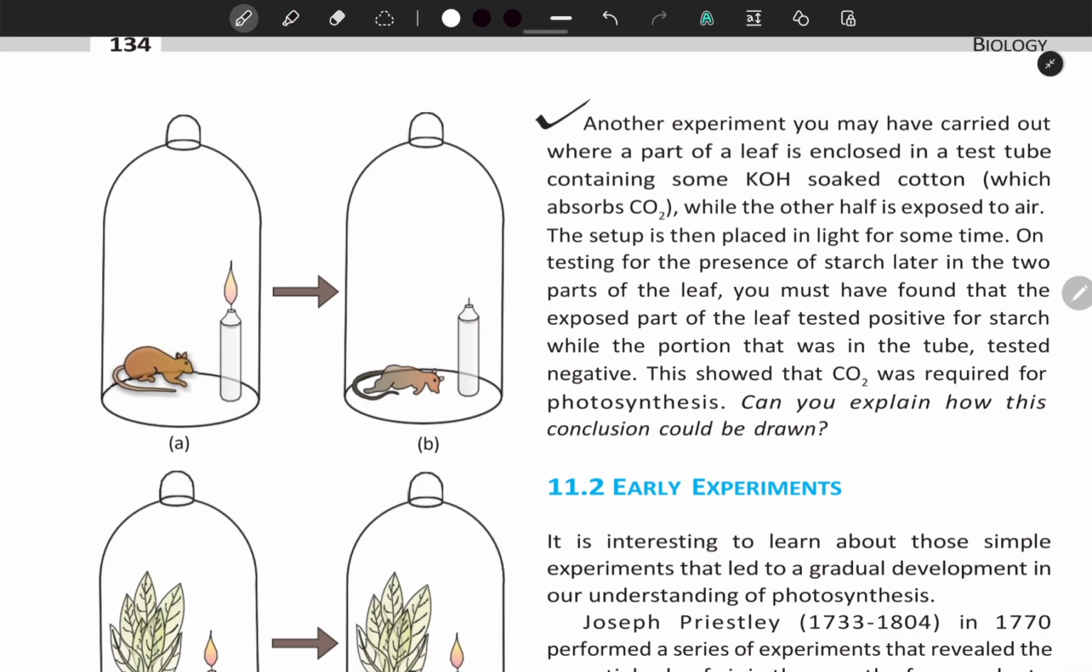Another experiment you may have carried out is where a part of a leaf is enclosed in a test tube containing some KOH soaked cotton, which absorbs CO2, while the other half is exposed to air. The setup is then placed in light for some time. On testing for the presence of starch later in the two parts of the leaf, you must have found that the exposed part of the leaf tested positive for starch while the portion that was in the tube tested negative. This showed that CO2 was required for photosynthesis. Can you explain how this conclusion could be drawn?